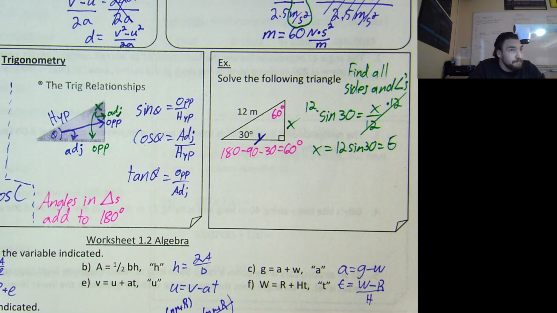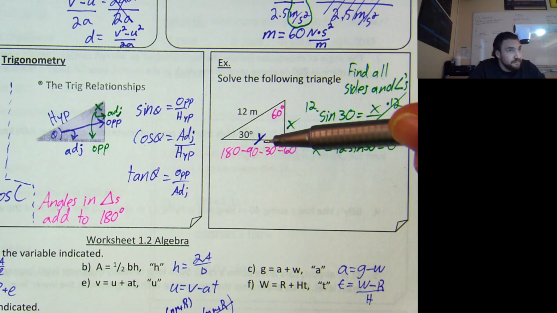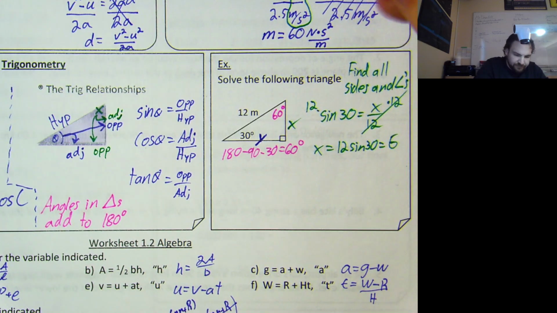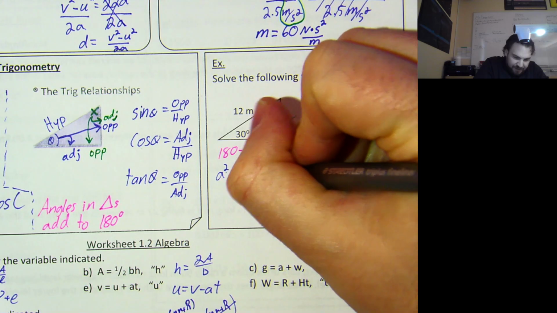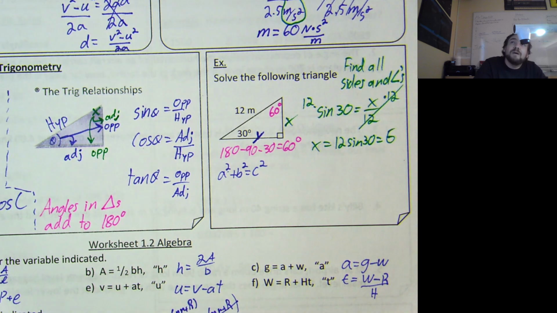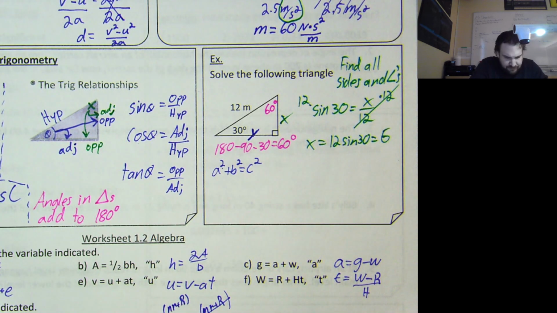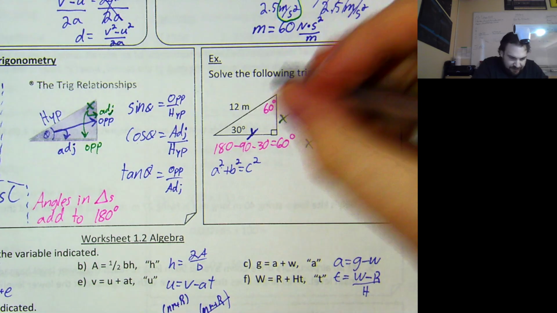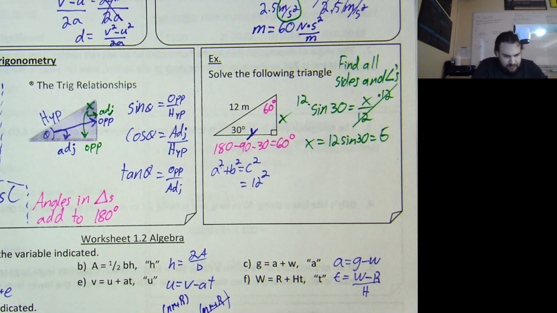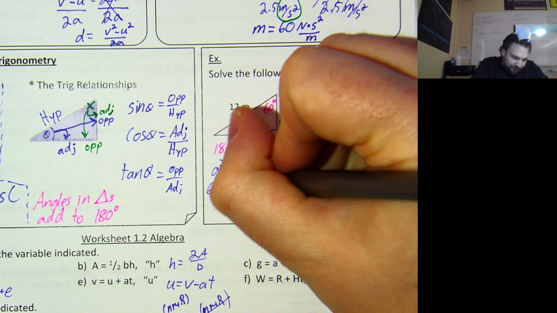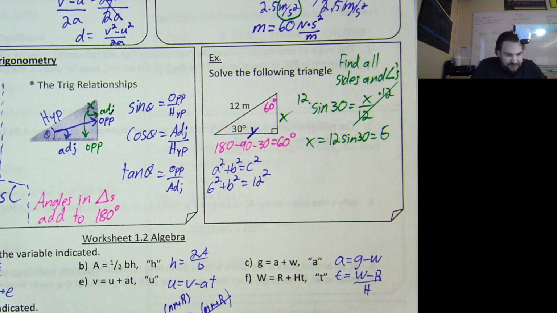Sorry? I could use Pythagoras to find y. Let's do it. So I've got a squared plus b squared equals c squared. So Manuel, which is which? Or what's what here? Okay, so that's going to equal 12 squared. So I've got 6 squared plus b squared equals 12 squared. Okay, how do I solve that?